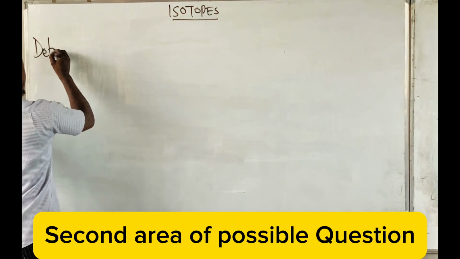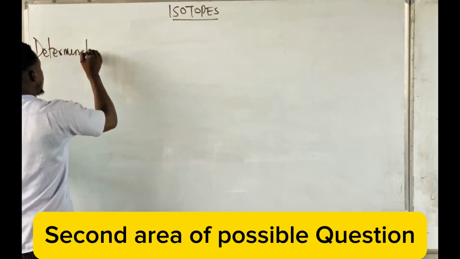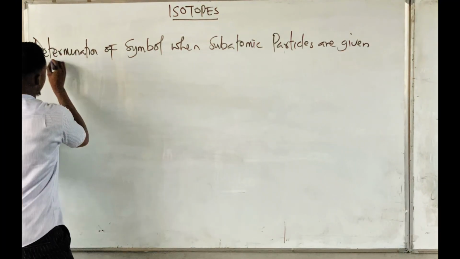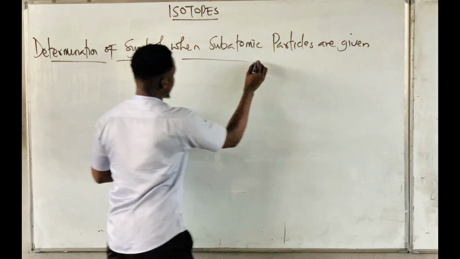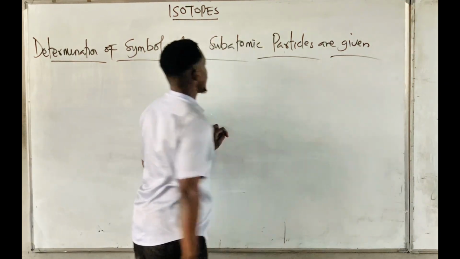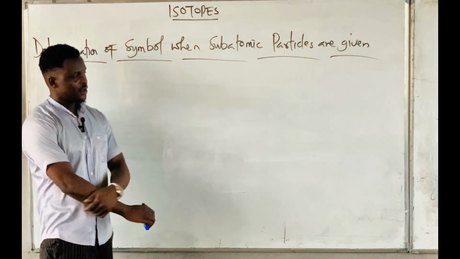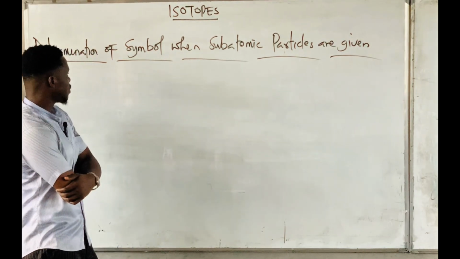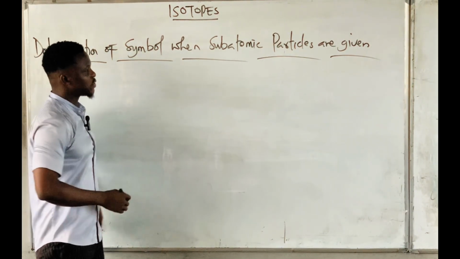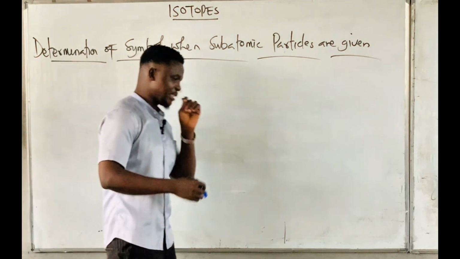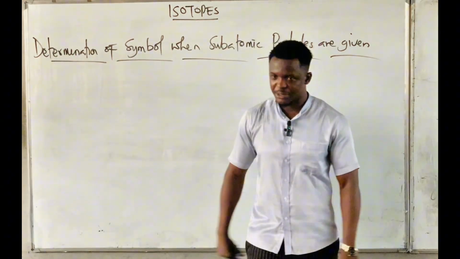Determination. All right. So this is what we have here: determination of symbols when subatomic particles are given. Class, this is basically like the opposite of what we just completed now.